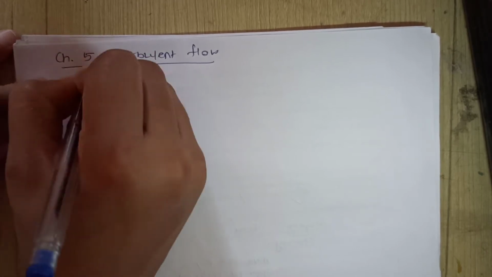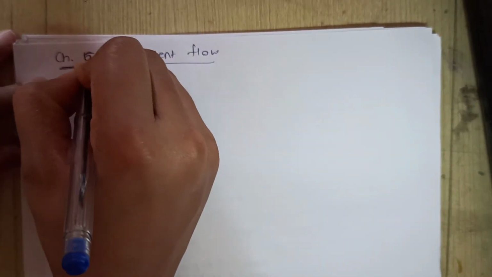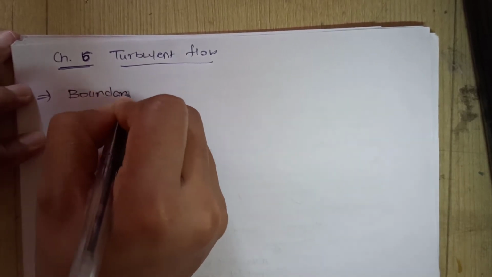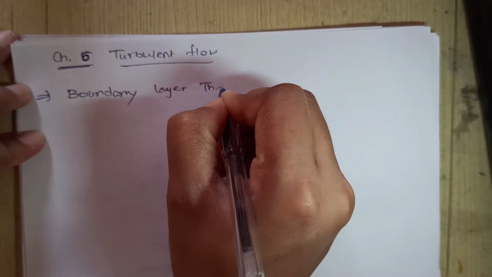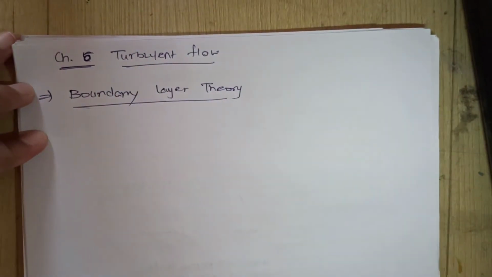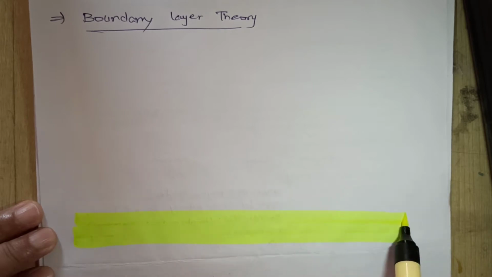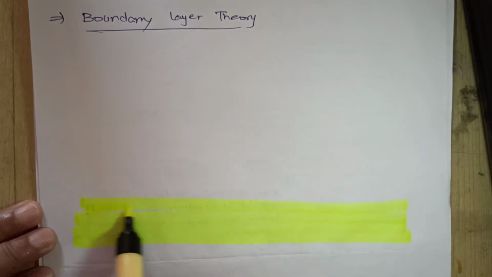Turbulent flow is the chapter name, chapter 5, sorry, chapter 6, and we are going to study or revise boundary layer theory. Okay, so I'll be making a diagrammatic representation of boundary layer theory. So just consider an existing flow like this in yellow color or fluorescent yellow color.